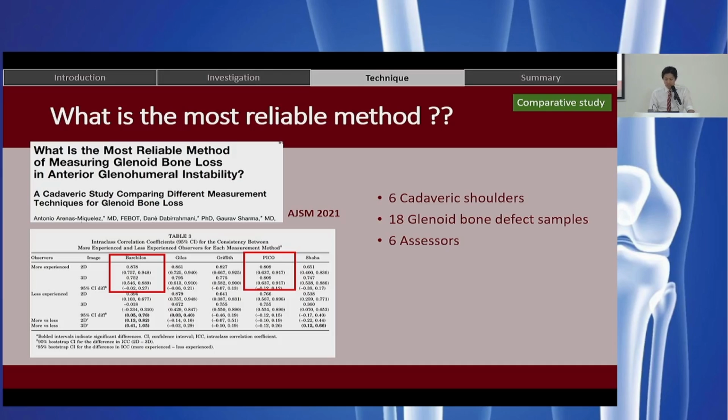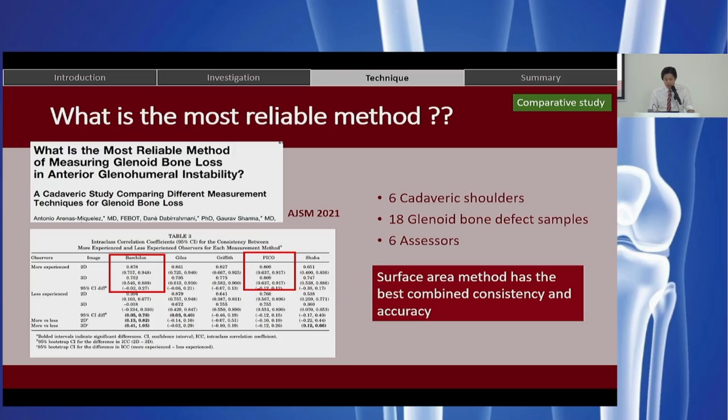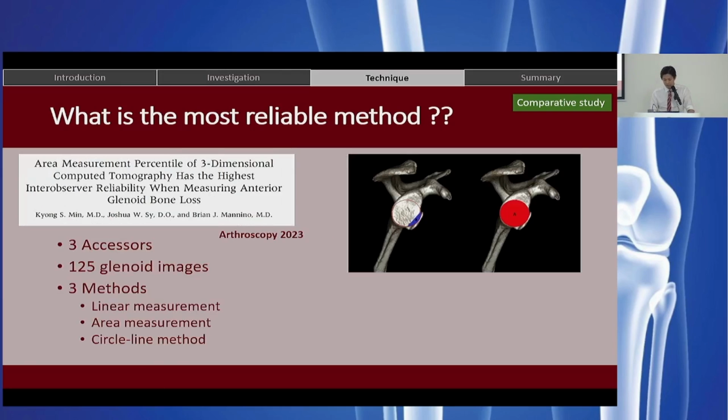Then we come back to the question: what is the best or most reliable method? A cadaveric study published in 2021, with six assessors and 13 glenoid defects, found that surface area methods such as the Pico and Bachelon methods have high consistency and accuracy compared to other linear methods.